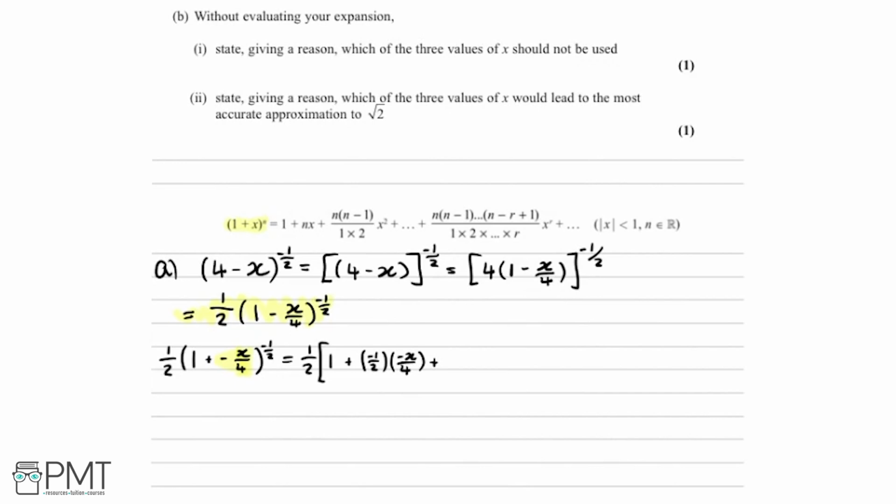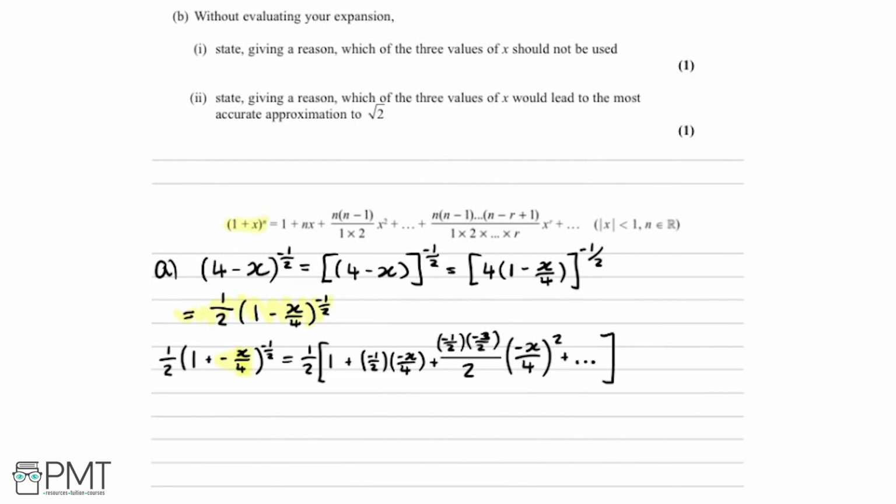And the third and final term that we need to include, so we've got minus a half multiplied by minus a half minus 1, which is minus 3 over 2. And that's over 1 times 2, which is just 2. And that's multiplied by minus x over 4, all squared. And then this will just carry on. However, in the question it says we only need to go up to the first 3 terms, so that's all we need to work out.